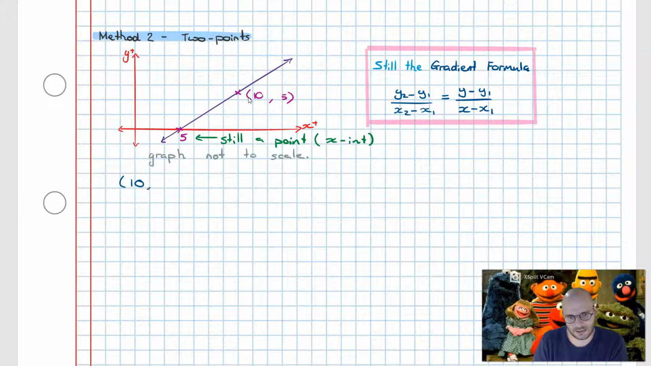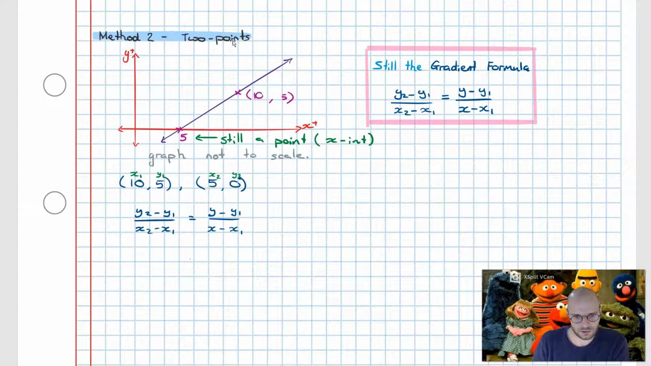So 10, 5, and then we have 5 and 0 because we're cutting the x-axis there. Now labeling the points, we have x1, y1. Doesn't really matter which order you do it in, we'll both give the same answer, so long as x1s and y1s are together, x2s and y2s are together. And then we're going to write out the formula.